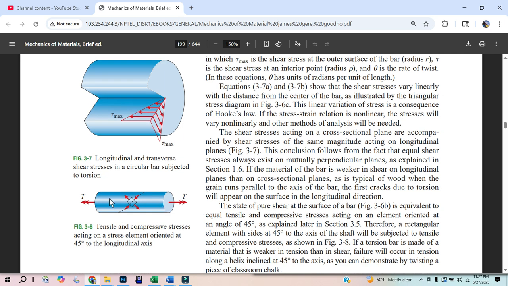But what happens if this is a piece of chalk? It can take compression all day long. You know what I mean? It can take plenty of compression, it ain't going to bust in compression, ain't going to crack in compression. But it can hardly take anything in tension. So what happens is that you get it to split right along this line.